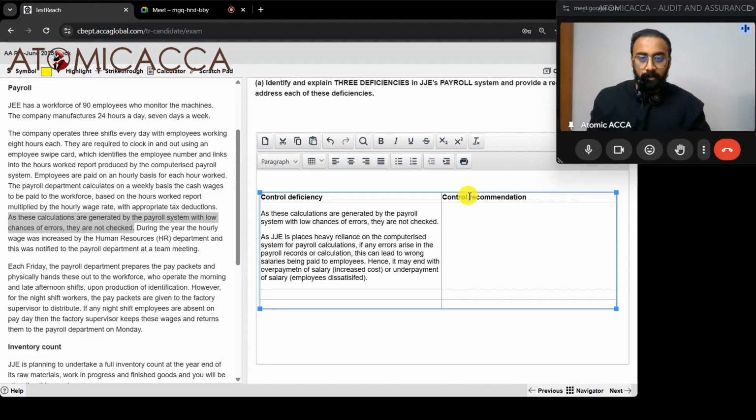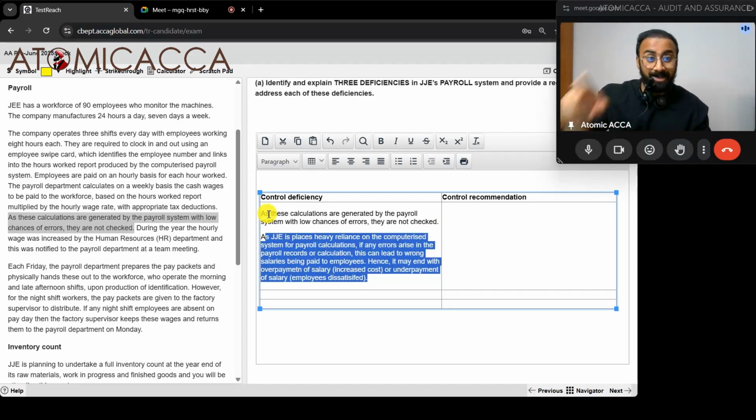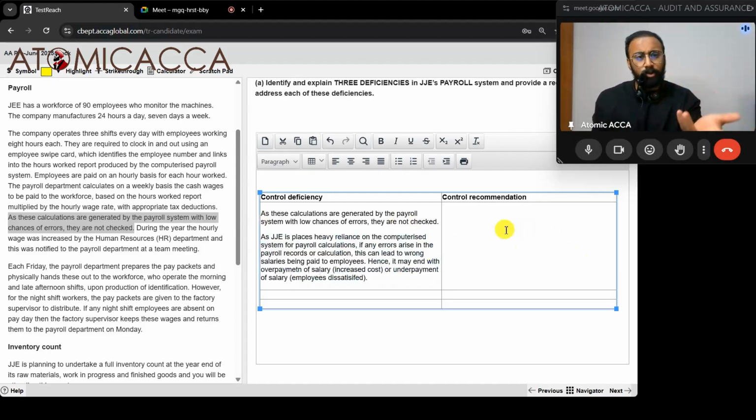Cool. So we told what is the problem with it. Now control recommendation. What can the management do? It's not what the auditor should do. Control recommendation is what management should do. Deficiency is what problem is there for the client company, not for me. So always remember the point of view when you're doing the discussion. So control recommendation is what the company should do to avoid this.